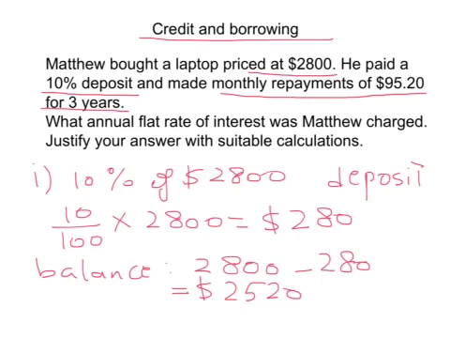The next part is calculating the monthly repayments. Monthly repayments of $95.20 over 3 years. The first thing you need to do is convert the 3 years to months. So it will be 3 times 12. As we all know, there are 12 months in a year, which gives you 36 months. So he actually made 36 payments of $95.20.